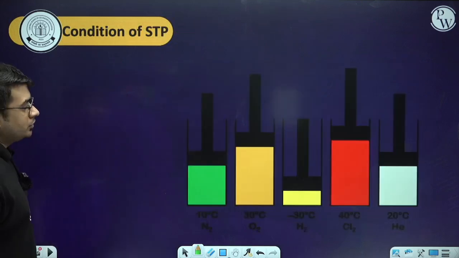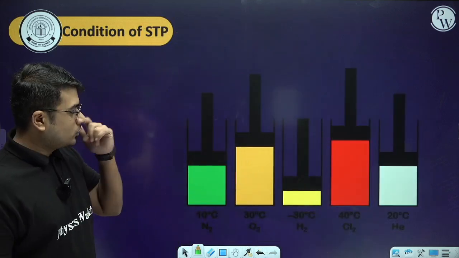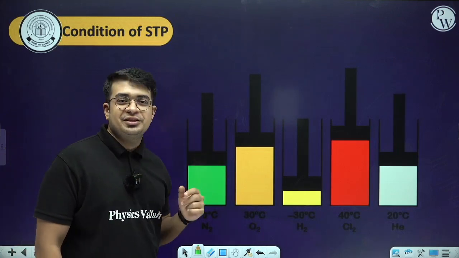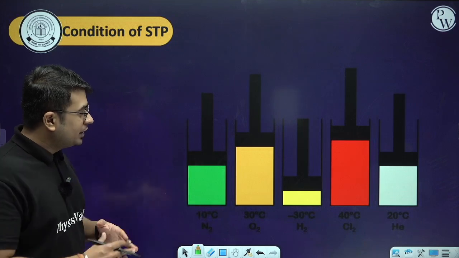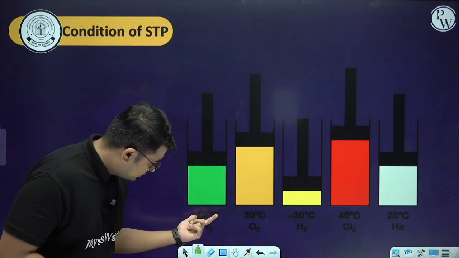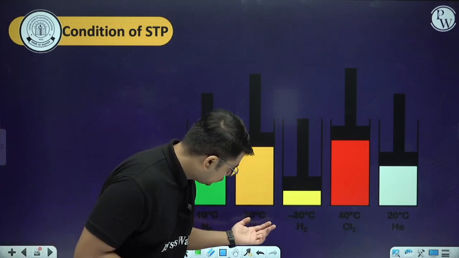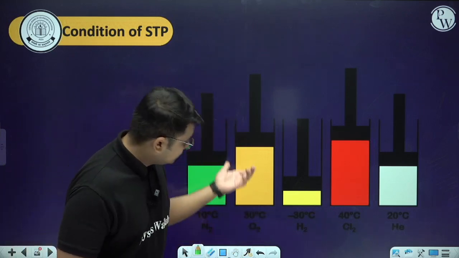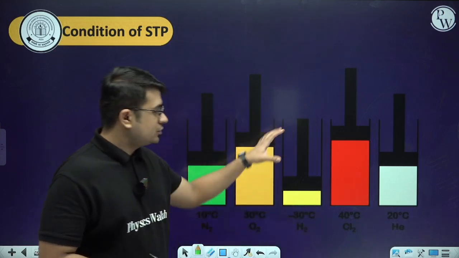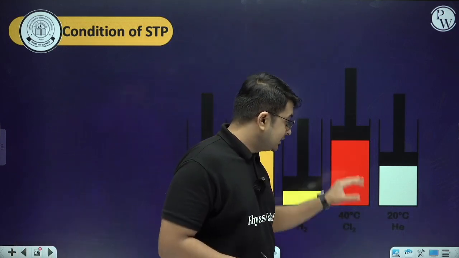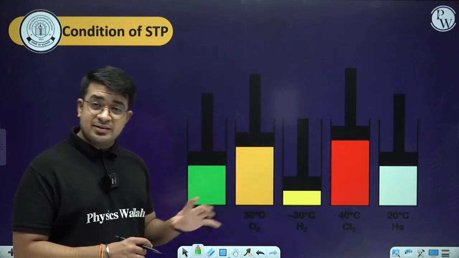Now this was the representation, it was the animation, but now I have the PDF, so that's why this animation is not working. In this animation I was trying to show you that at different temperatures, let's say 10 degrees Celsius, N2 has a different volume. At 30 degrees Celsius, oxygen has a different volume. At minus 30 degrees Celsius, hydrogen has a different volume. At 40 degrees Celsius, your Cl2 has a different volume. At 20 degrees Celsius, helium has a different volume.